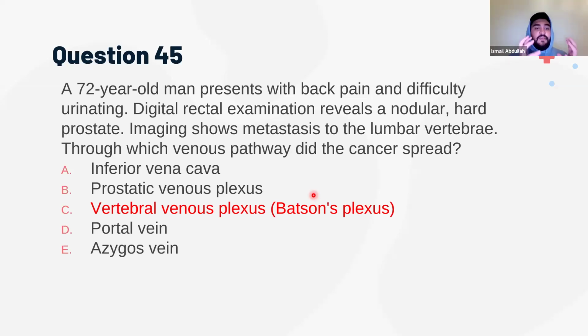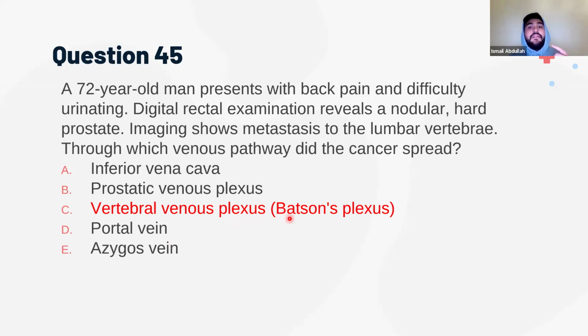So we have the prostatic venous plexus, and it receives blood from the dorsal vein of the penis, and they drain into the inferior vena cava. Now, on their way, they pass by the vertebral venous plexus. They're valveless. They have no valves. So given this valveless characteristic, they're going to spread the tumor through it. The other name for the vertebral venous plexus is Batson's plexus.